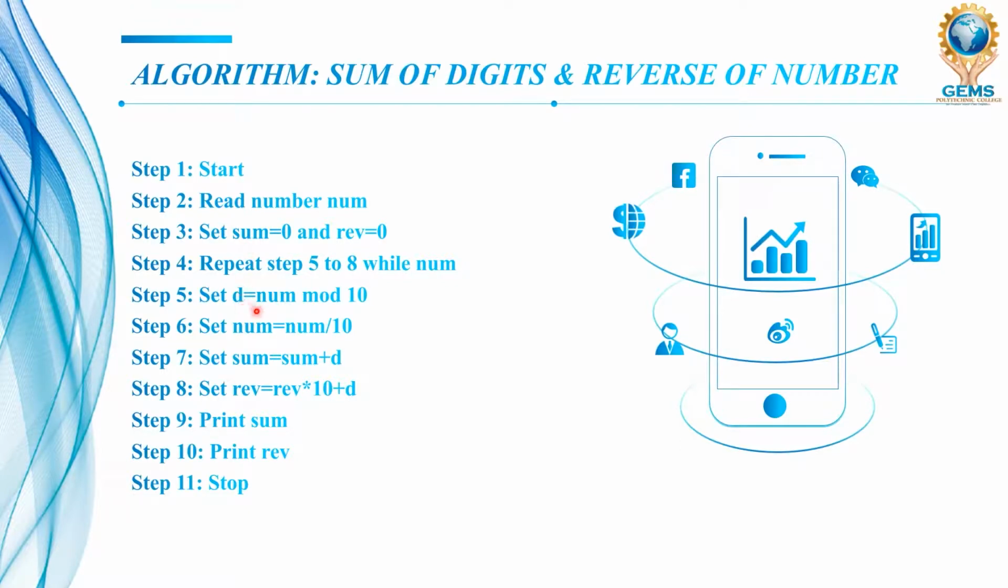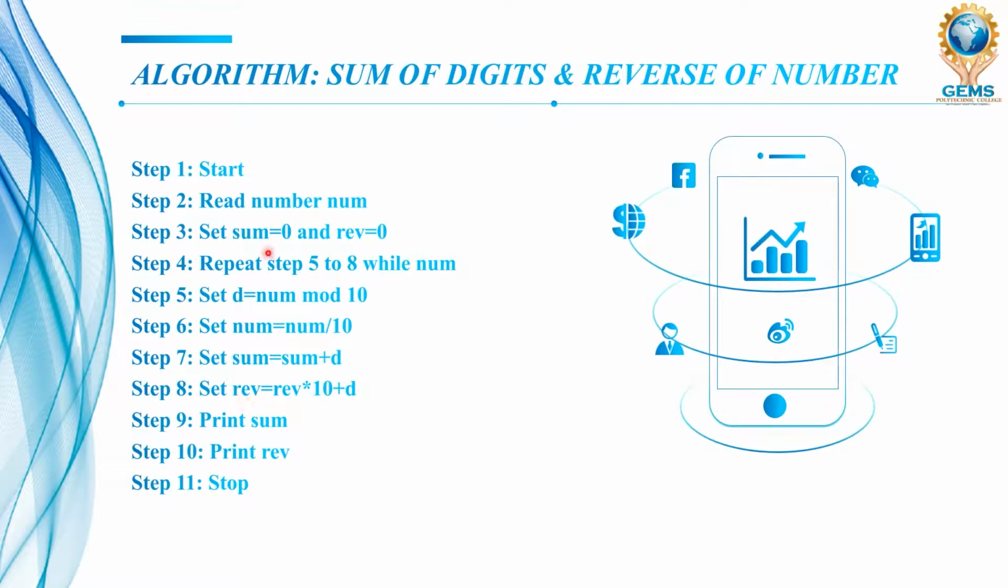Now step 5 says set d equal to num mod 10. Step 6 says num equal to num divided by 10, and set sum equal to sum plus d. Here d is again a variable like sum. Now set reverse equal to reverse into 10 plus d. Here the plus sign is used for addition. Then finally print the sum and print the reverse number.